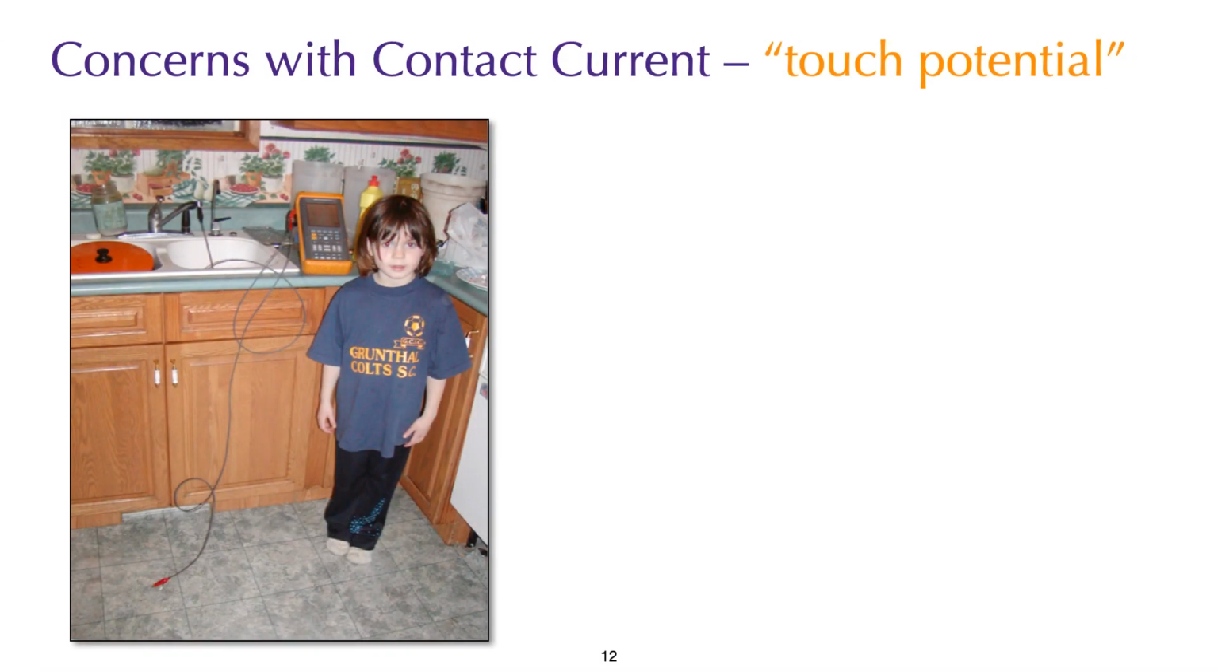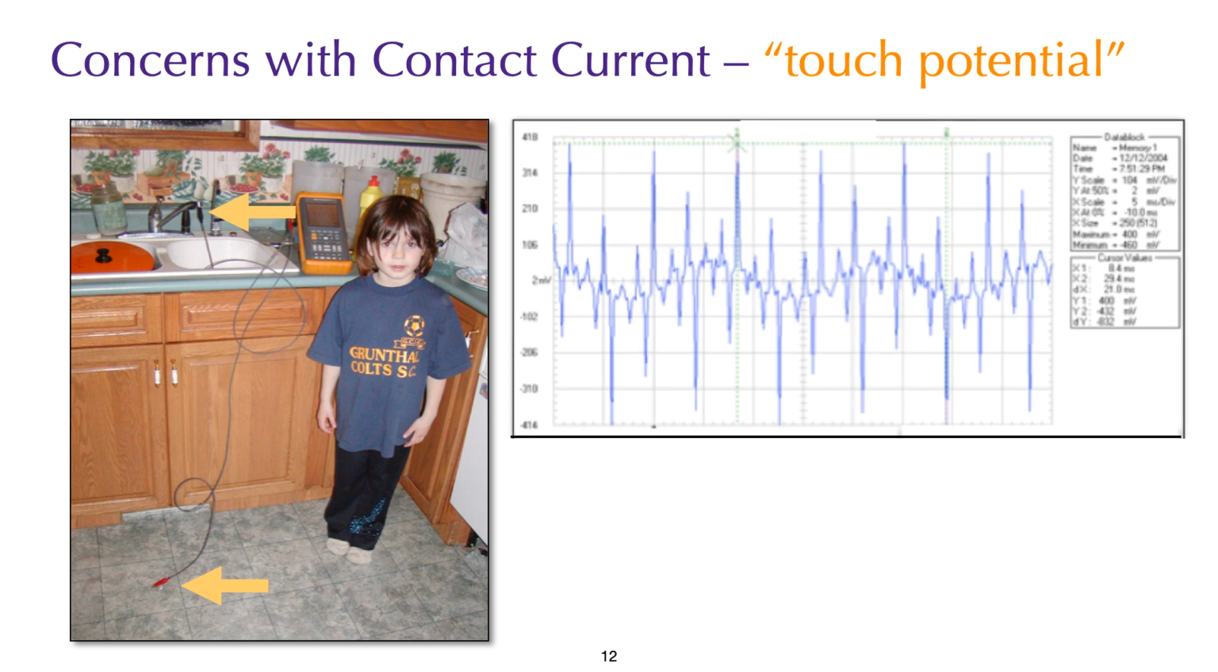Contact current can come into a home through plumbing. Here's a scope meter connected to the faucet and the floor, representing a person turning on the water. And this is what the meter showed for sink to floor readings.